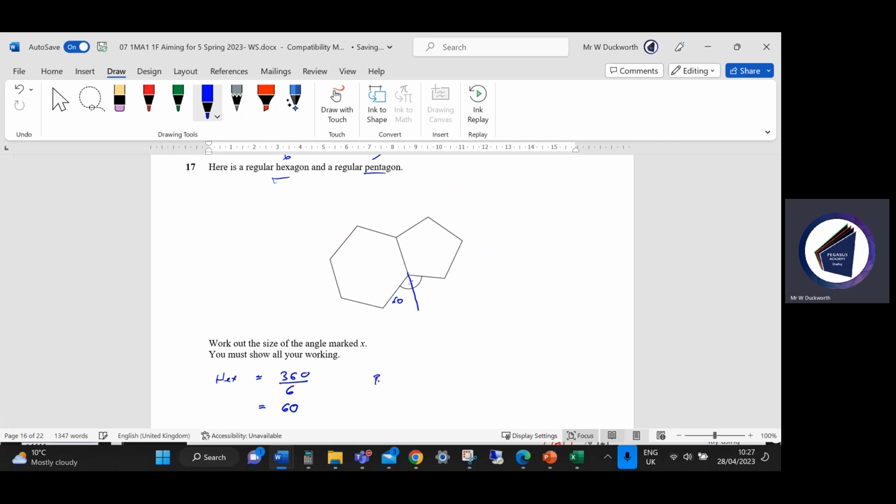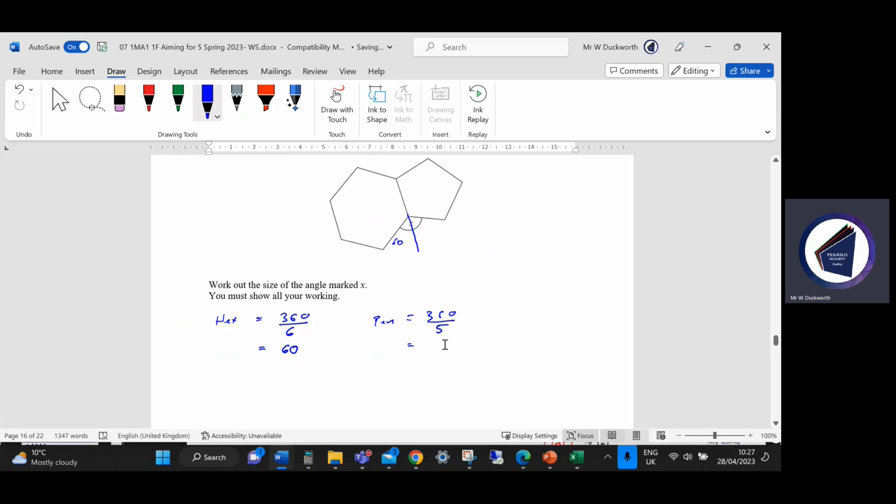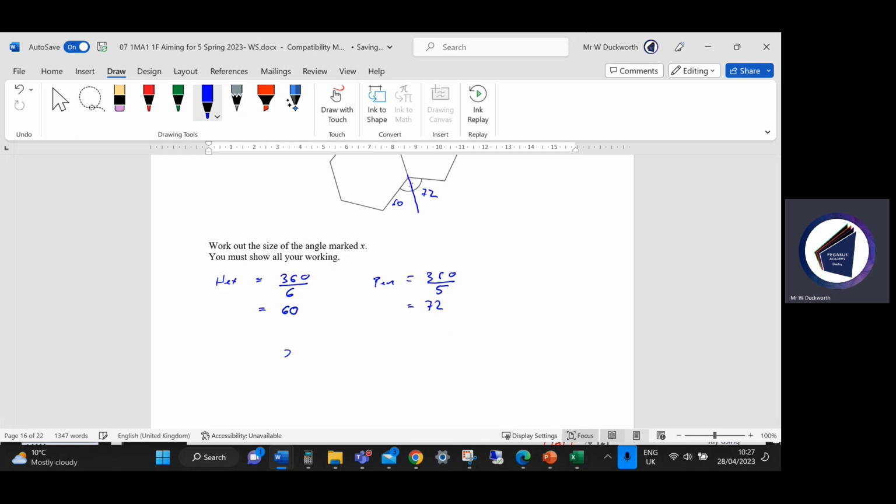And then for the pentagon, it's going to be 360 divided by the number of sides, which would be 5. And then 360 divided by 5 is going to be, well, 5 goes into 36 7 times, 72. So 72. So the total x is going to be equal to those added together. 60 plus 72. So that's going to be 132.